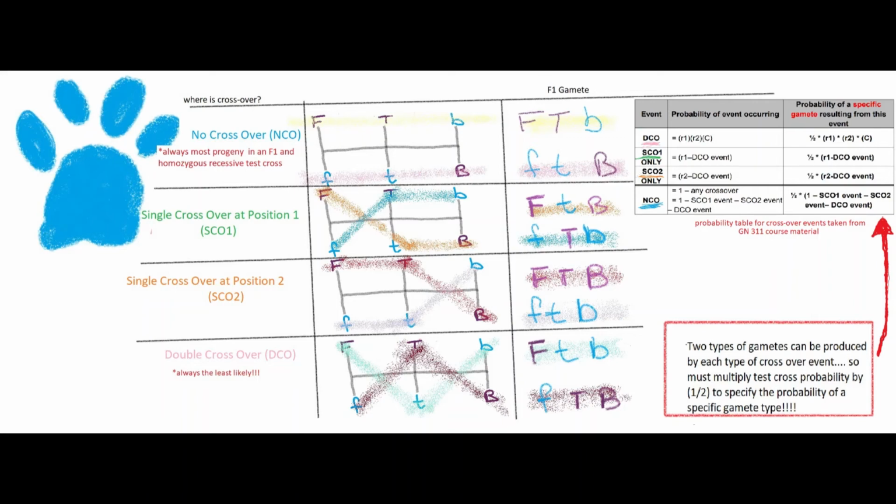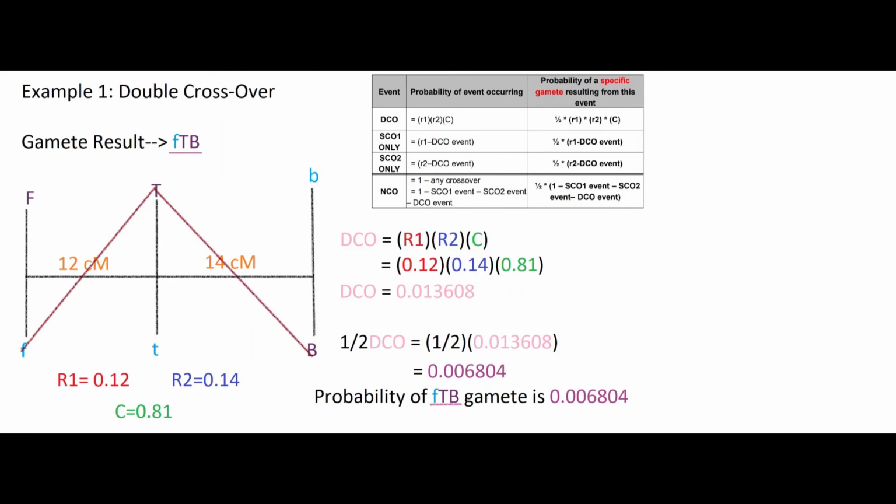There are 4 possible scenarios: no crossover event, a single crossover event at either position 1 or position 2, or a double crossover event. Each event can produce 2 different gametes, so events must be multiplied by a half to find the probability of one specific gamete type. We will now walk you through 2 different examples.